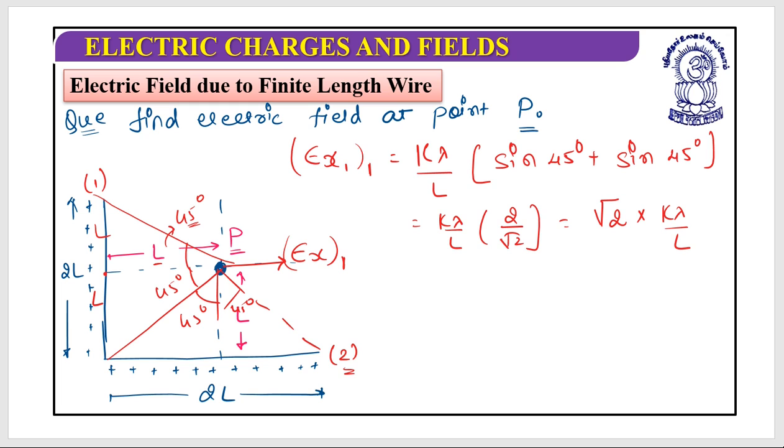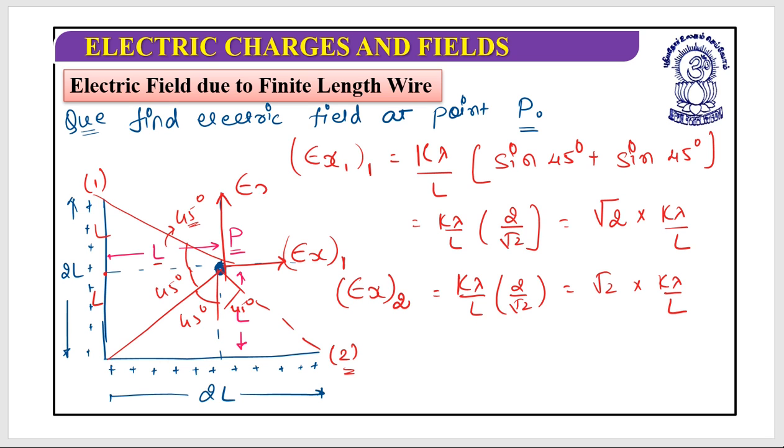And when the angles are the same, you need to worry about the EX, or this is EX2. So all the data would be the same. It's K lambda by L multiplied by sin 45 plus sin 45, which will give you 2 root 2, and that will be equal to root 2 into K lambda by L. So this should be the direction of electric field EX2.